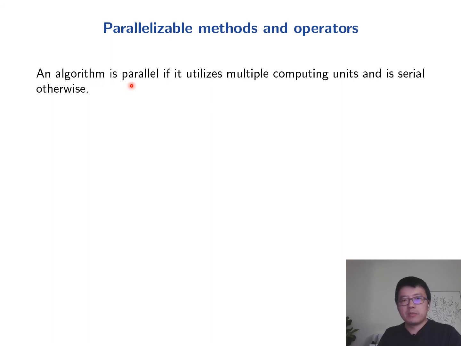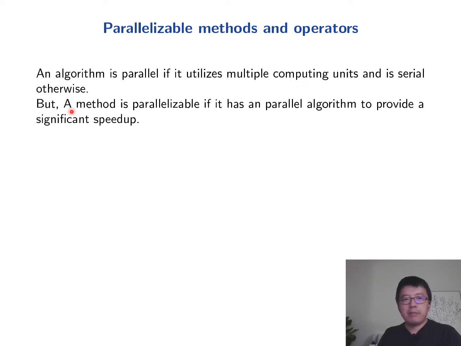We say an algorithm is parallel as long as it uses more than one computing unit, and it's serial otherwise. However, a method, this A is lowercase, is parallelizable if it has a parallel algorithm that can provide a significant speedup. Therefore, only if the parallel algorithm benefits from using p processors, we call a method parallelizable.